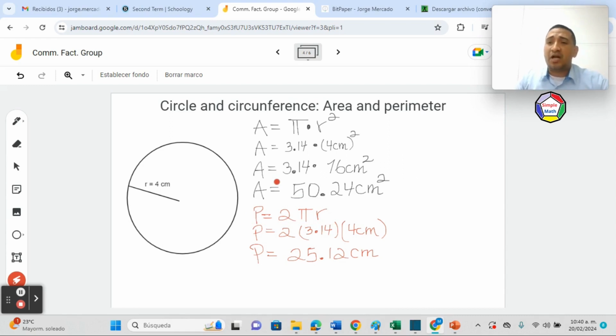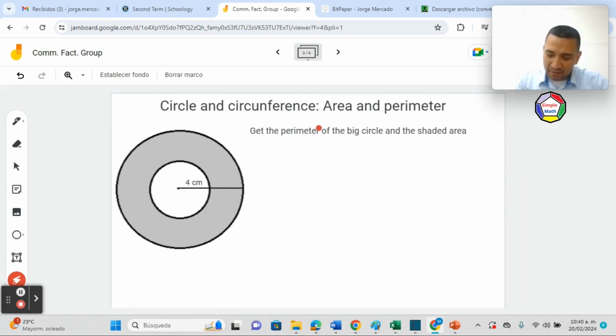Now I will explain another concept which is called shaded area. So let's take a look at the following exercise. Look, if you pay attention, you see two circles. One circle is inside and the other one is outside. What is the shaded area? The instruction is to get the perimeter, but we have already understood how we calculate the perimeter. We just apply the formula, but let's focus on the shaded area.